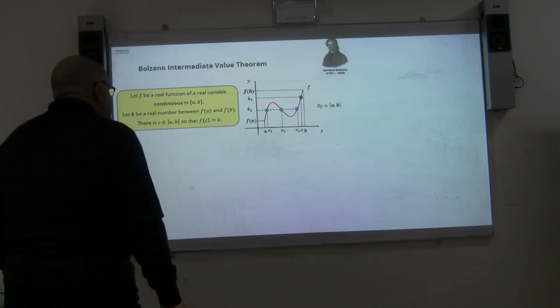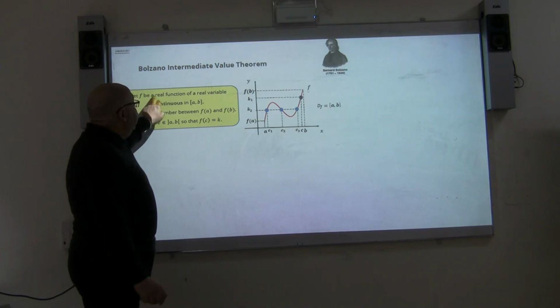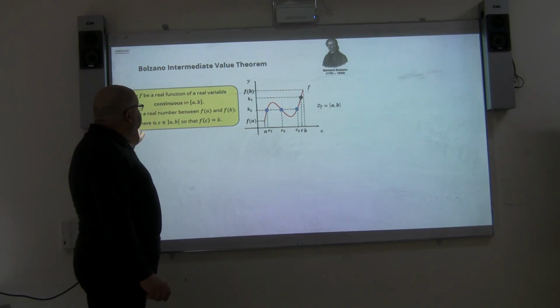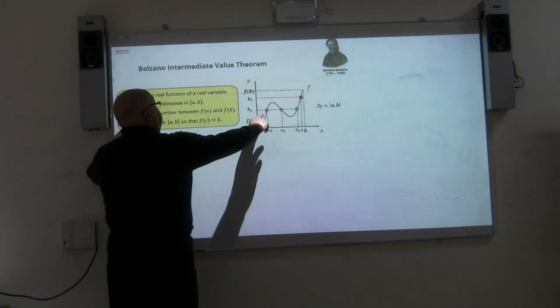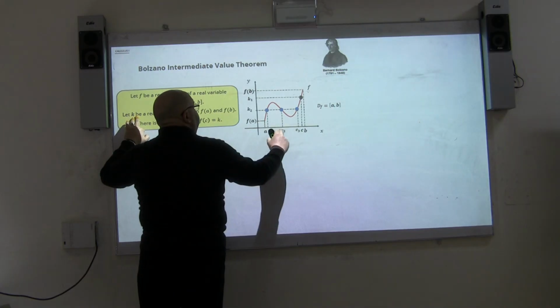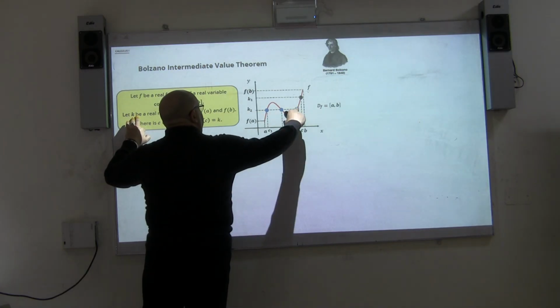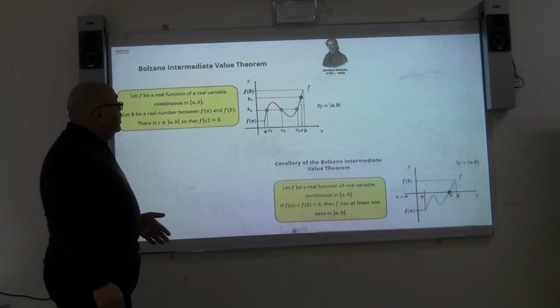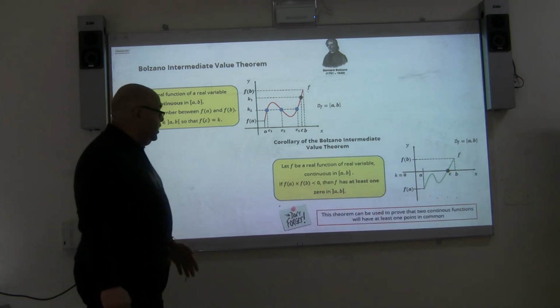So the statement is like this: let f be a real function of a real variable, continuous on the interval from A to B. Let k be a real number. If k is a real number that lies between f of A and f of B, there exists C where the value of the function equals k. That's the intermediate value theorem, or an introduction for it.